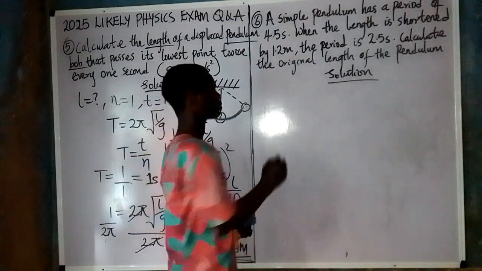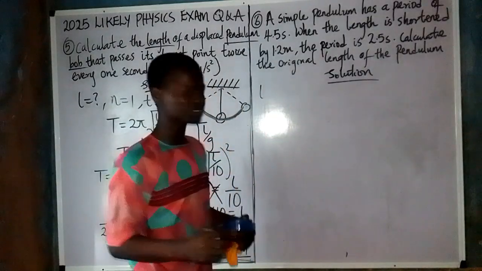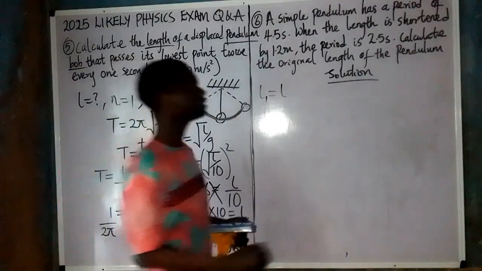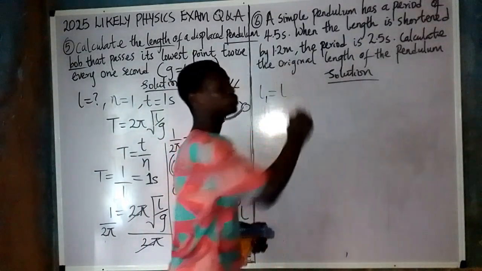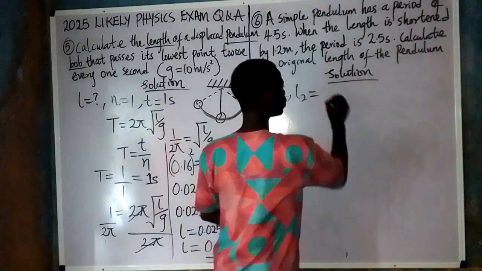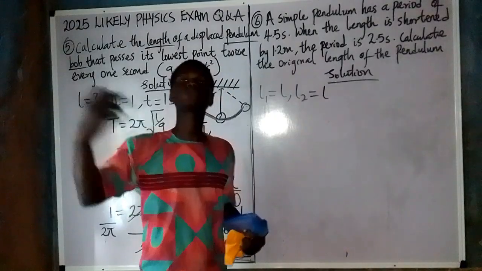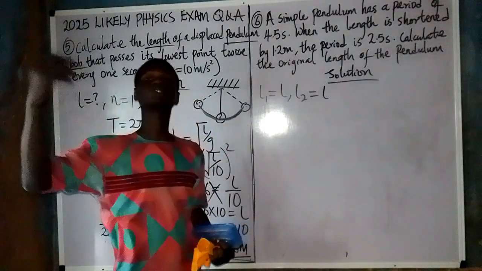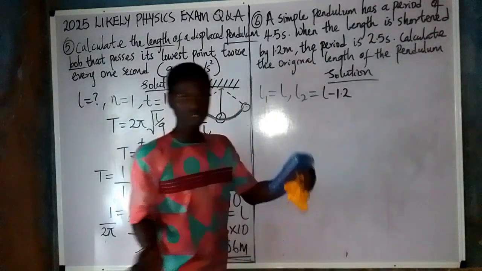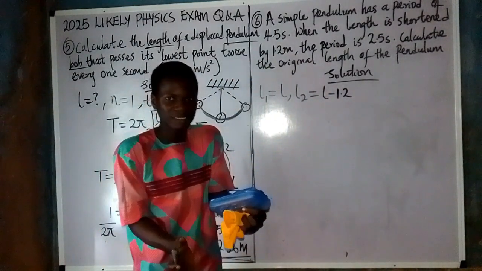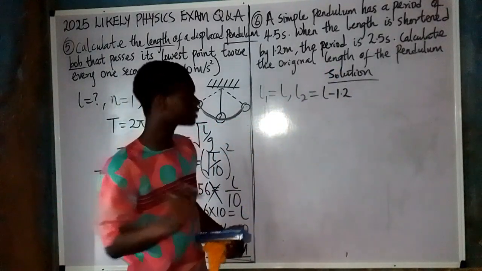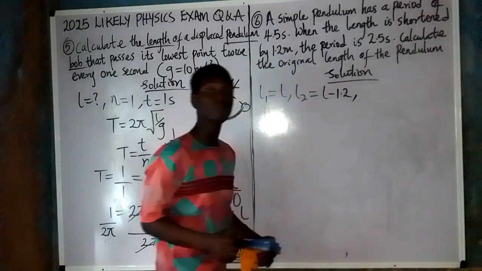Now, this is how we work it out. We know that there was an initial length, L1. We represent it as L. Now, after they said that the length is shortened by 1.2 meter, we will now have a final length, L2. And that will now be what? Is it going to be L plus 1.2 or L minus 1.2? The answer is L minus 1.2, because they said shorten. Shorten is like saying subtracting. When they say the length is extended, that is like adding. Is it not? I hope you get that. And this is what we now have as the expression for L2.